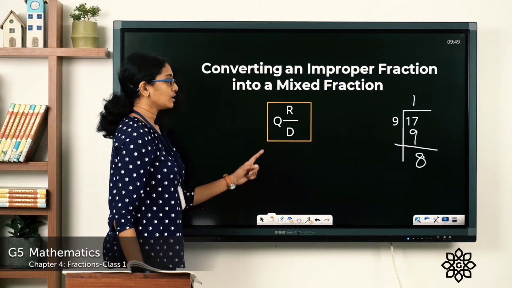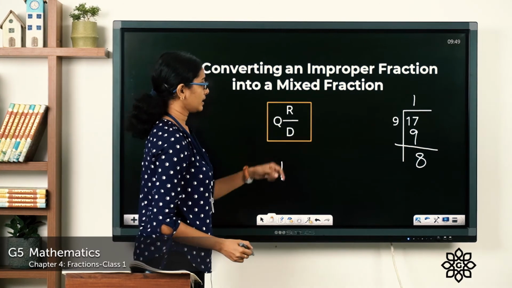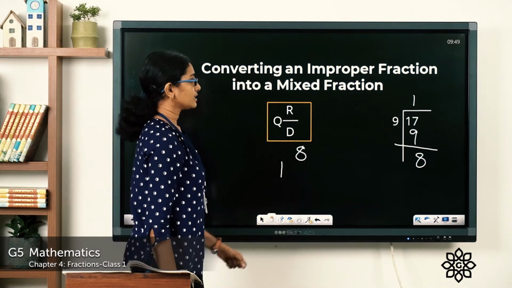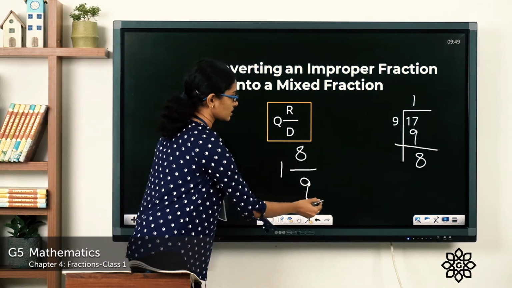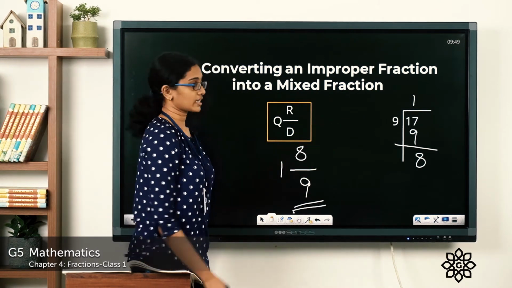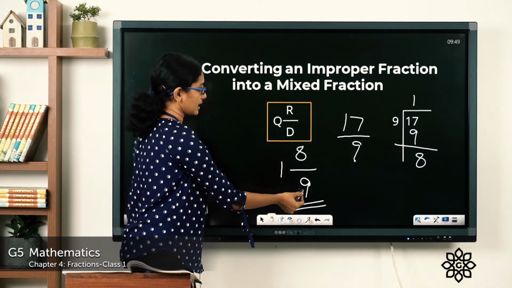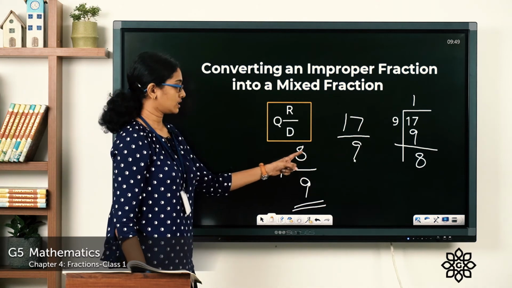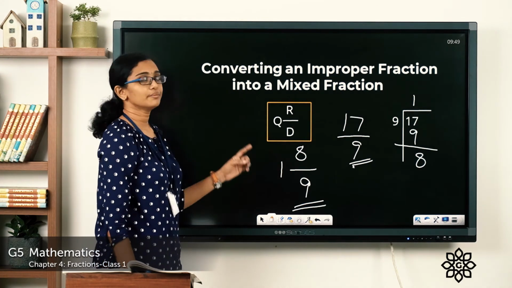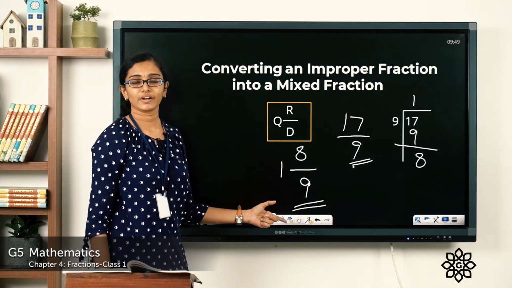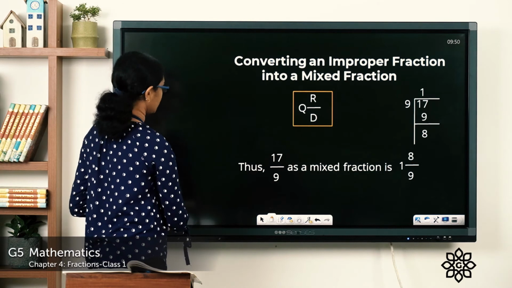So, using this formula, we can write the mixed fraction as the quotient 1, the whole number part, and the remainder goes as the numerator and the divisor goes as the denominator. So, this is the mixed fraction for the improper fraction 17 by 9. We can check if it is written correctly. How do we do that? 9 into 1, 9 plus 8, 17. 17 by 9, yes, that was the question itself. So, it was done correctly. So, this is how you convert an improper fraction to a mixed fraction. I hope this is clear to you. See, 1 and 8 by 9.